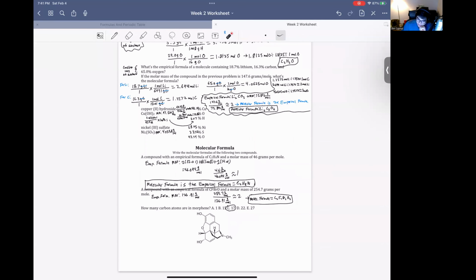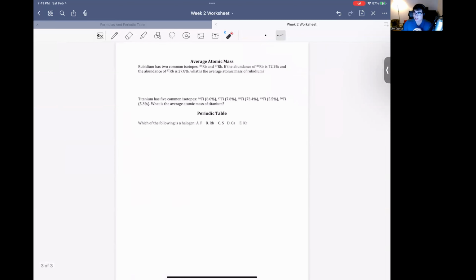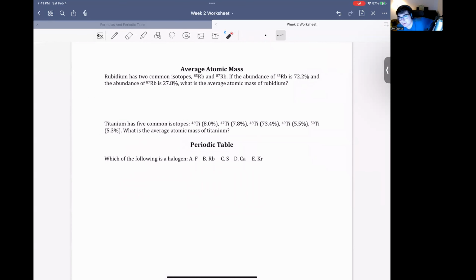Okay, so last but not least, we're going over averaging the atomic mass. Now, for anyone who's taken the SAT or ACT or some basic probability, these will be familiar. If you haven't, that's totally okay.